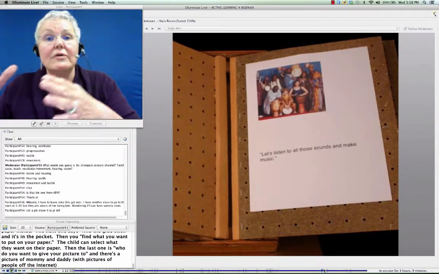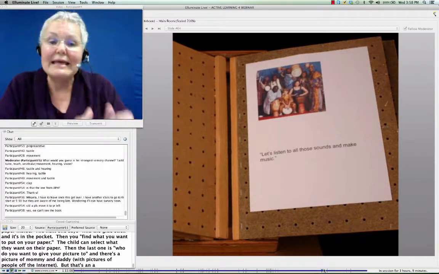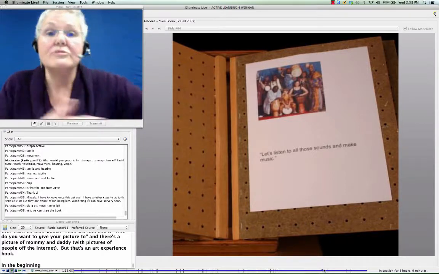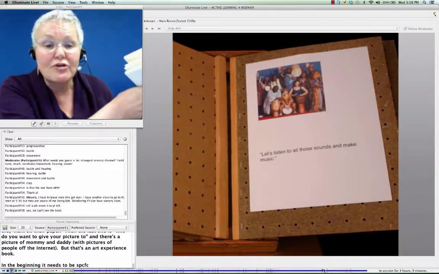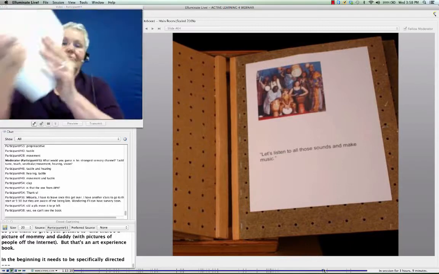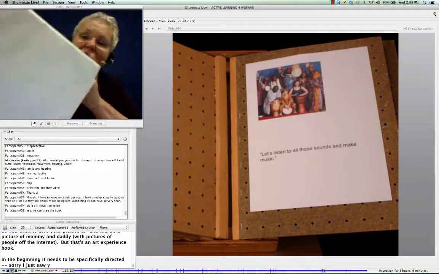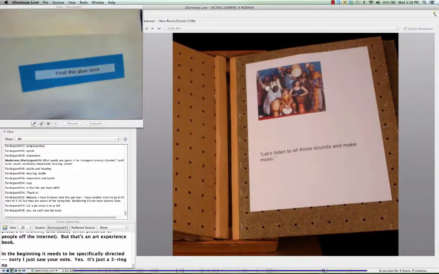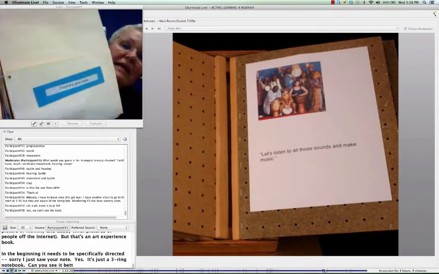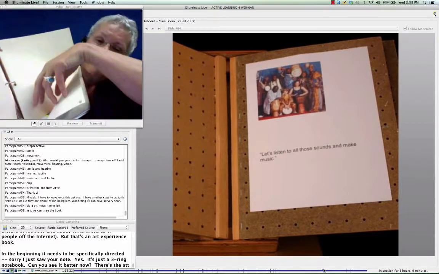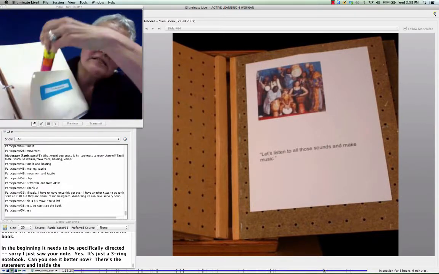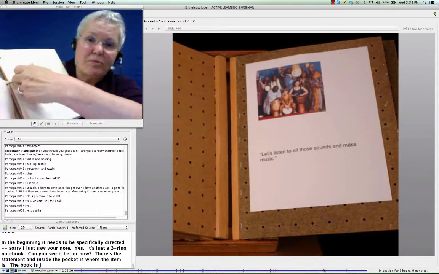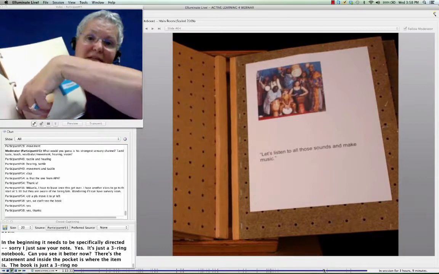So it doesn't have to just stay, but in the beginning it needs to be specifically directed to... I'm sorry, I just saw your note. Yes. Okay, so it's just a 3-ring notebook. Can you see better this time? So that's the statement underneath it. And then inside the pocket is where the item is. So this one says, find the glue stick. But the book is just a 3-ring notebook. That's all it is with these pages.